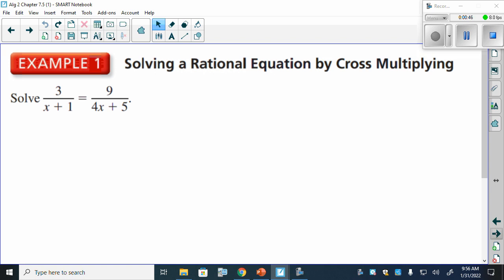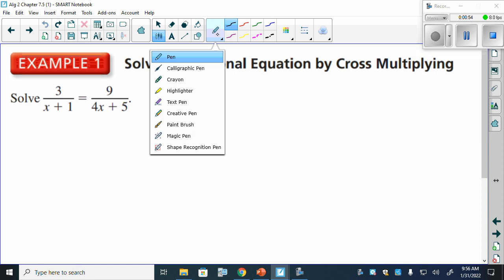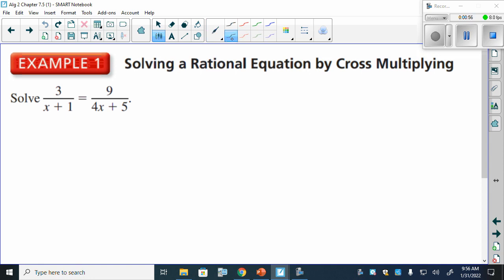Now the first ones we're looking at are these here, where we're given two rational expressions on either side of an equation. So we have 3 over x plus 1 is equal to 9 over 4x plus 5. And we want to solve for the value of x.